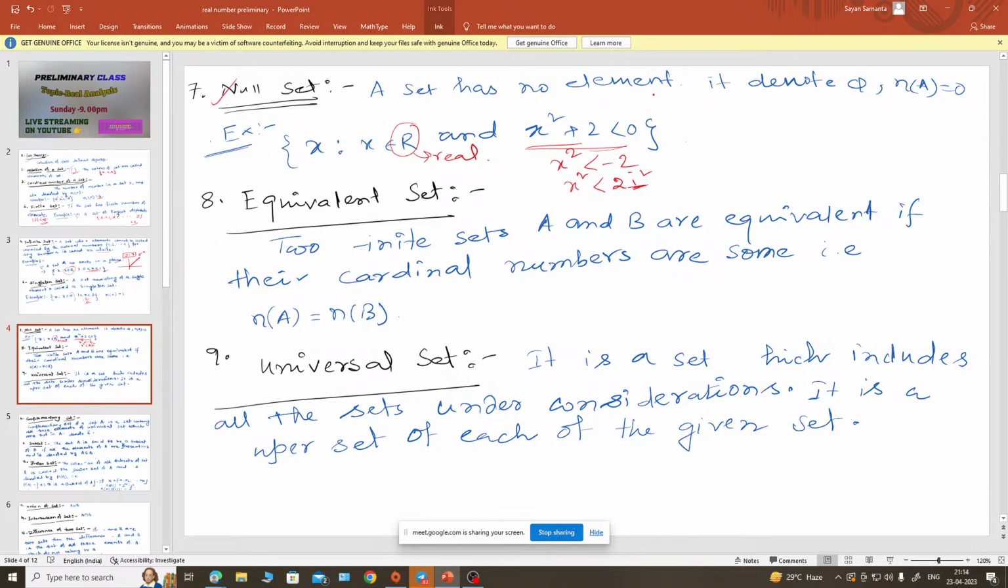A set has no element. Then it's called a null set.